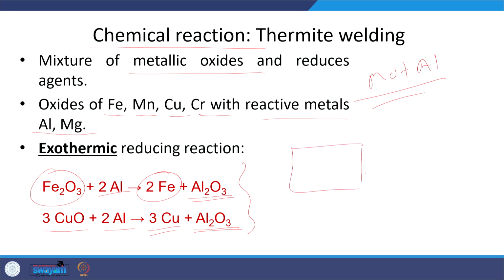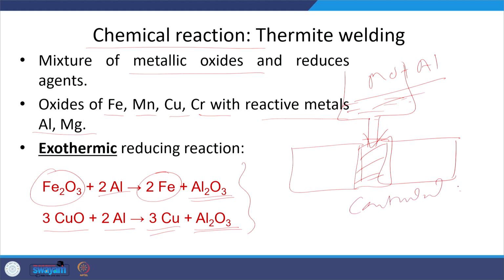Then this molten metal is actually fed. Say this is where the reaction is taking place, then the molten metal is produced and this is fed in the gap between the two components to be joined. So, once this is filled in, the solidification will be taking place. That is why this is known as the cast weld process.